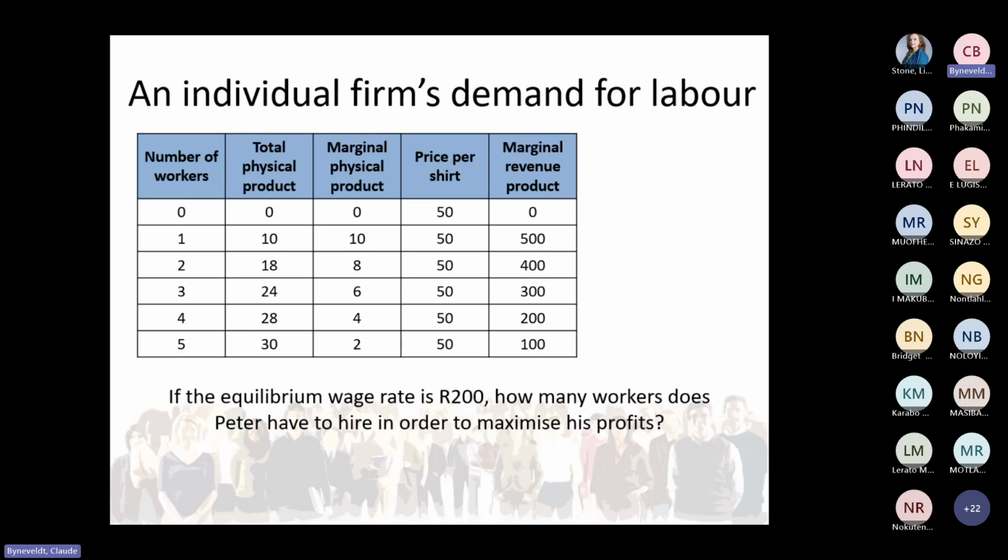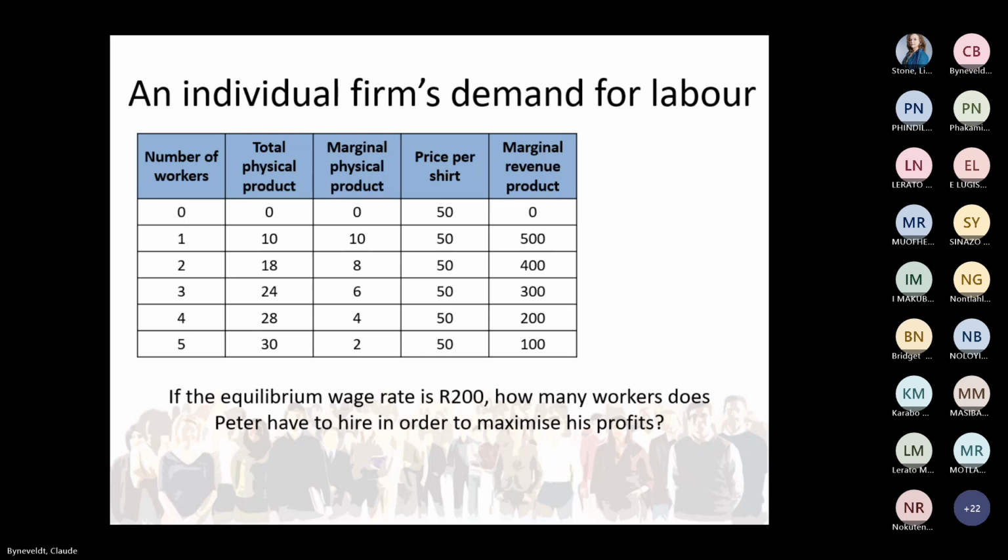So if the equilibrium wage rate is 200, how many workers does Peter have to hire in order to maximize his profit? So this information in the last two columns will be given to you. In this example, sometimes you have to calculate it from information given to you in the assessment.